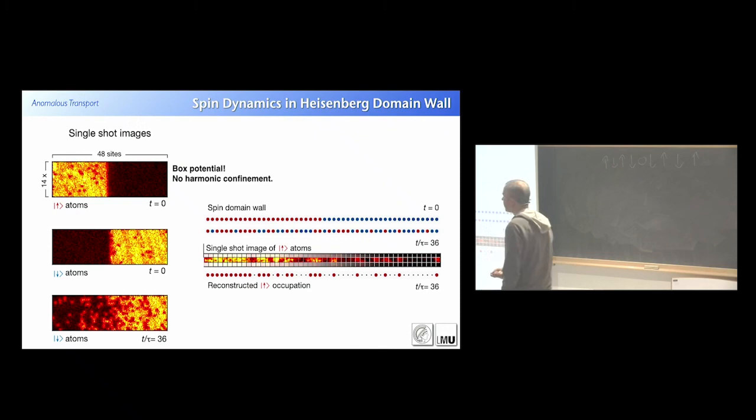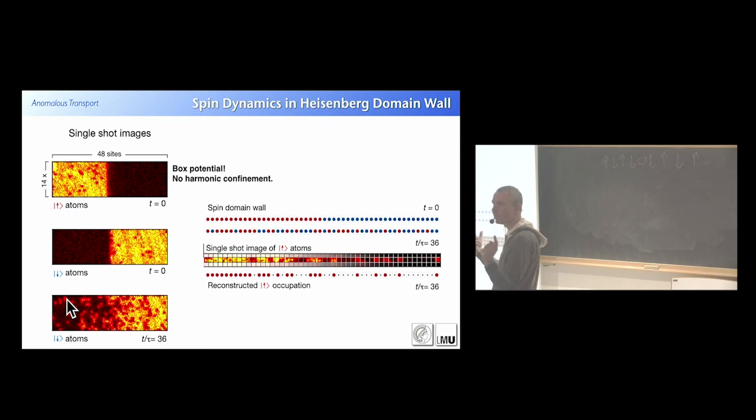And then we can prepare the domain wall, first a clean domain wall. So you have these many 1D chains, and to the left everything is spin up, to the right everything is spin down at time t equals 0. Then you let the system evolve for, let's say, 36 exchange times, and you see how the spin downs from the right have propagated into the region of the spin ups and vice versa. Density is always 1. It's just the spins that move into the different regions.